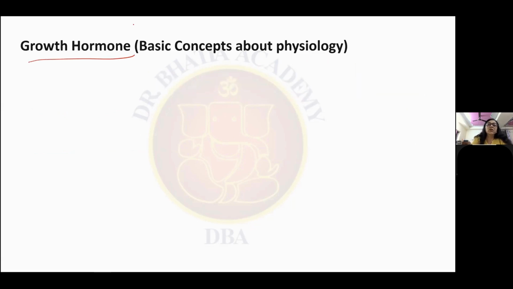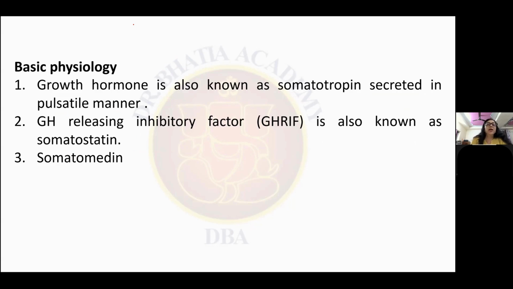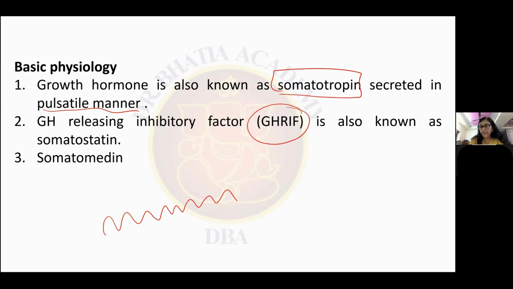Now, some basic concepts about growth hormone. Growth hormone, which is also known as somatotropin, is secreted in a pulsatile manner. So most of the pituitary hormones are secreted in a pulsatile manner. Growth hormone releasing inhibitory factor, that is GHRIF, is somatostatin. Somatostatin comes from the hypothalamus, which we just studied.